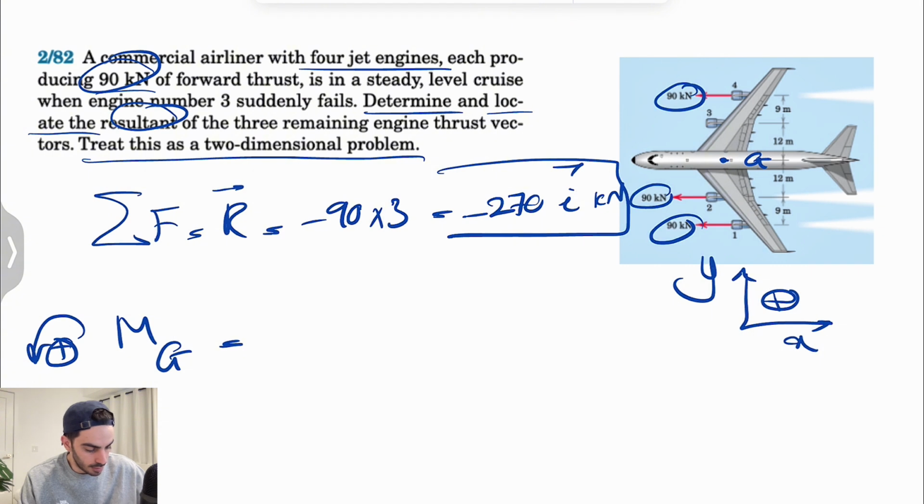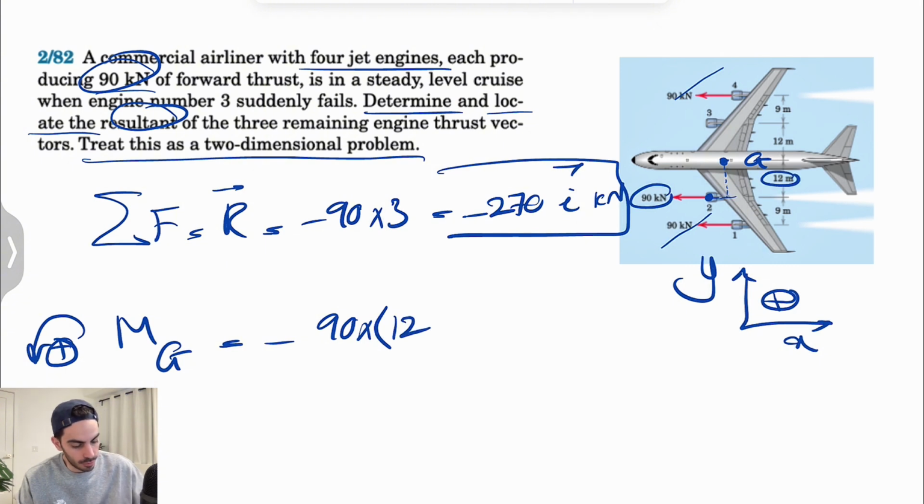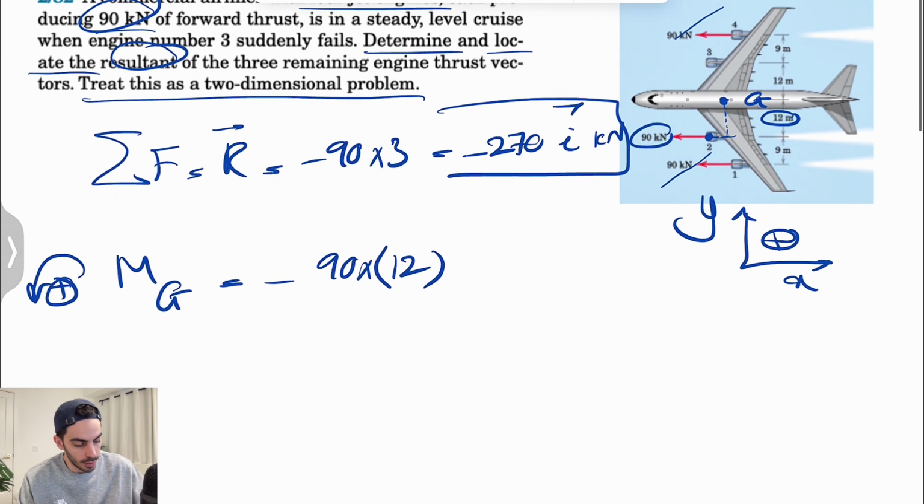We can see that the top one and the bottom one make moments in opposite directions, the same amount. We have the same forces, same distance. So the moments of these two forces are going to cancel each other out about point G. So we're just going to go with the moment of this 90 kilonewton force applied at this point. We can see the moment is clockwise, so negative 90 times the vertical distance from G to the line of action, which is 12. That's going to be the moment about G.